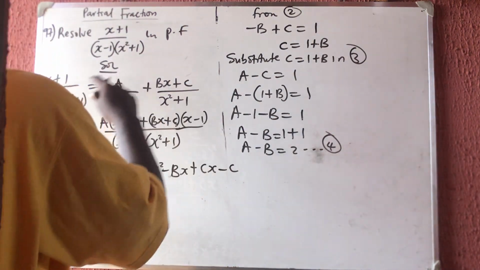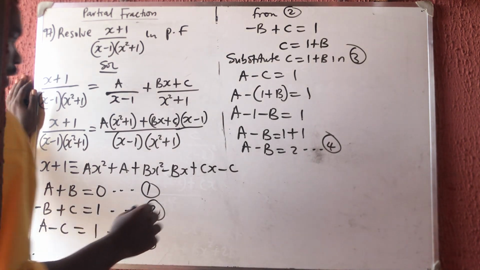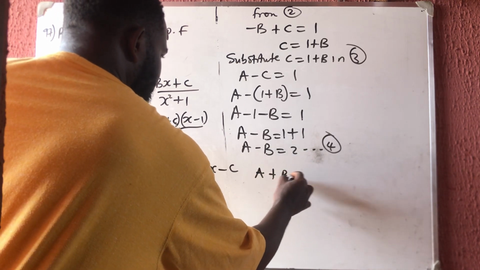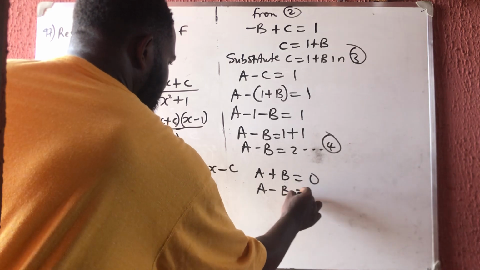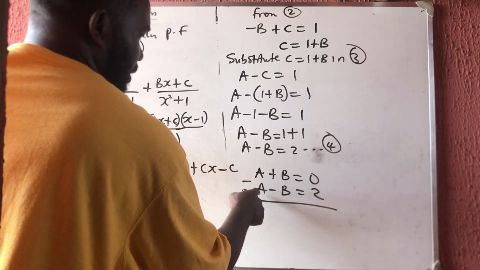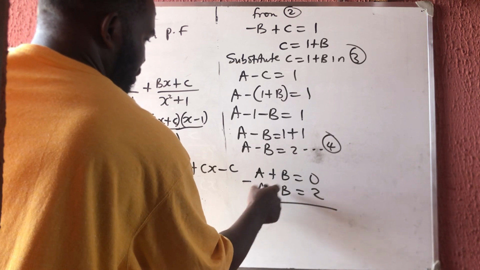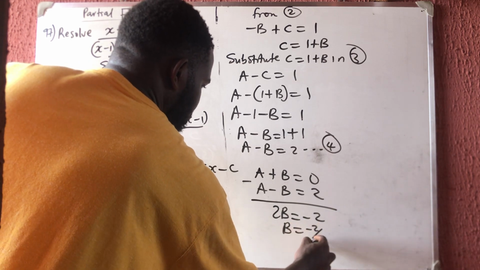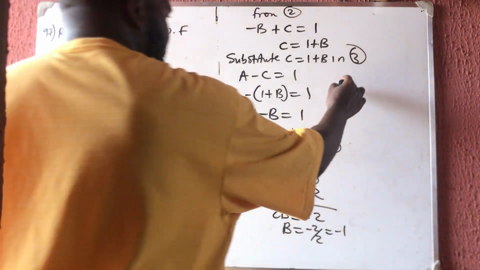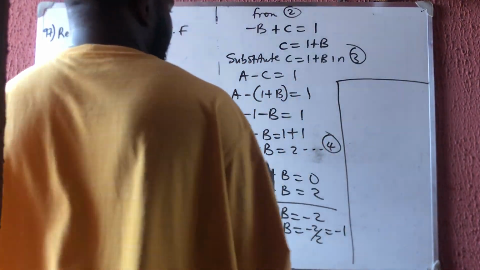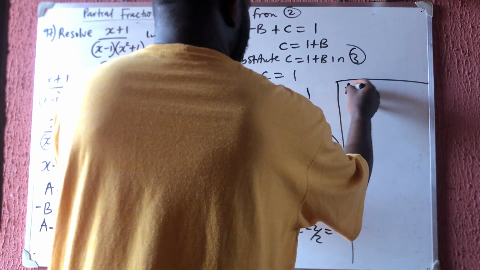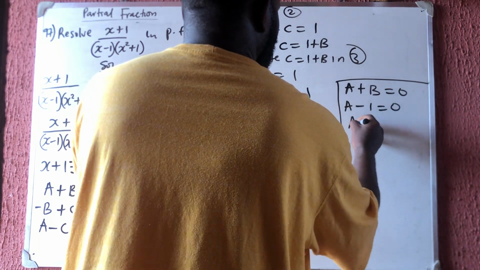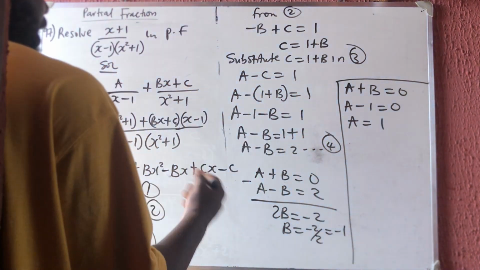Equation 4. So equation 4 and equation 1 are what I'm going to solve simultaneously. If I have A plus B is equal to 0 and A minus B is equal to 2, if I subtract, the A is gone, and minus minus is plus. So I have 2B is equal to minus 2. So my B will be minus 2 divided by 2, which is minus 1. Having gotten B to be minus 1, to get A is very simple. I know that A plus B is equal to 0. So A minus 1 is equal to 0. So my A is equal to 1.